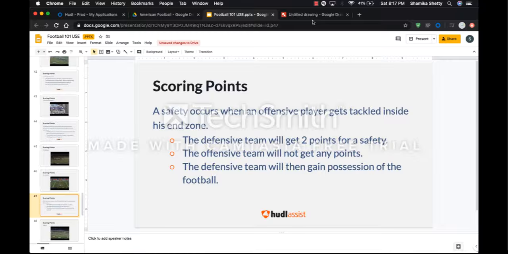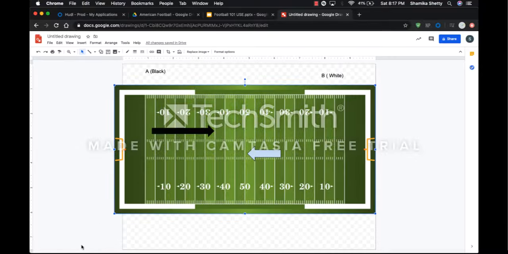All scoring points are awarded to the offensive team. Touchdown, field goal, 1 point, 2 point, everything awarded to the offensive team. But a safety is awarded to the defensive team because the defense will tackle the offense into their end zone.